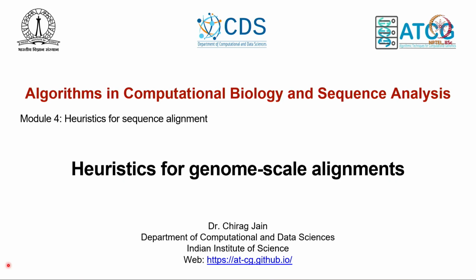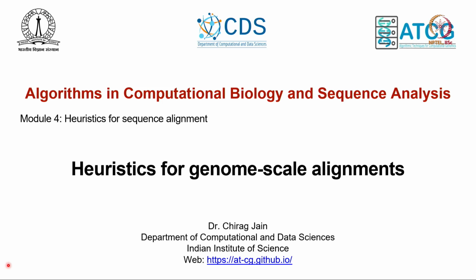Okay, welcome back. We have finished the last module. We have seen various methods for pairwise sequence alignment. In particular, the focus of the last module was to look at exact methods for giving optimal pairwise sequence alignment. In this module 4, we are going to look at heuristics for pairwise sequence alignment.